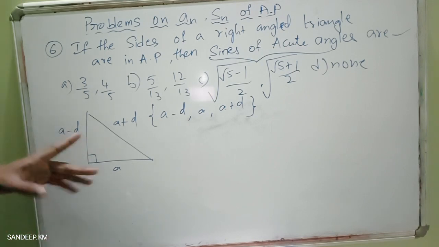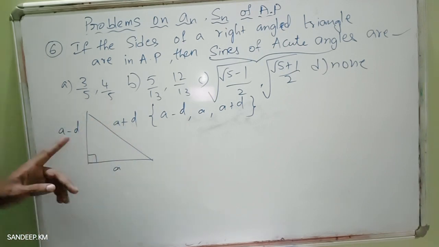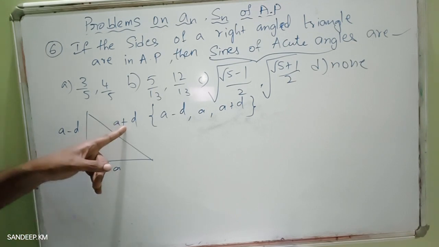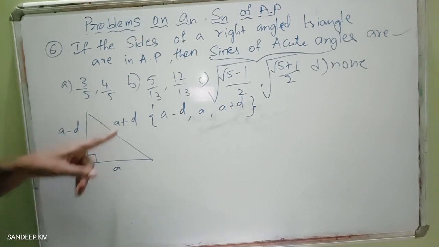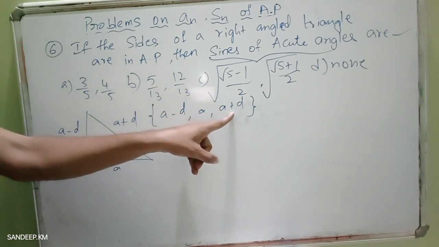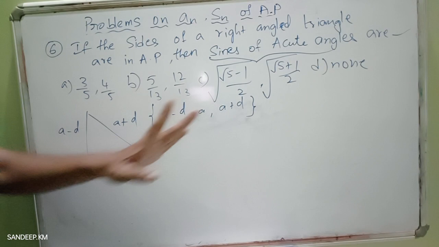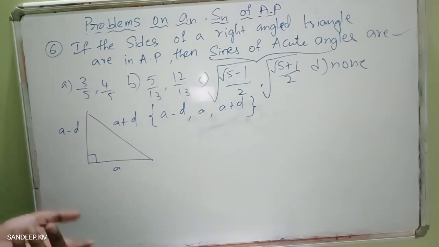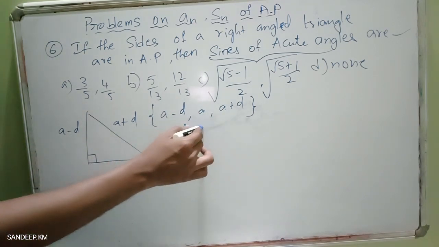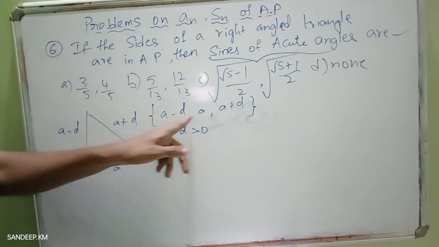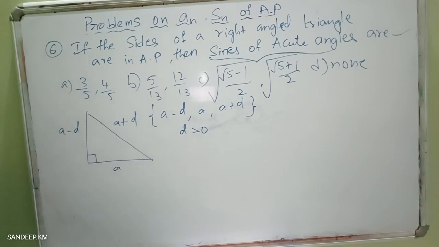For now, the three sides of the right angle triangle are A minus D, A, A plus D. You can also take it as A plus D, A plus 2D. And please observe, A plus D is the hypotenuse. It is the longest side. A plus D is the largest value in these three. Because A plus D is the hypotenuse, it is the largest. So which means that I have taken a positive common difference. Okay, keep this in mind. They are in increasing order, the common difference is positive.